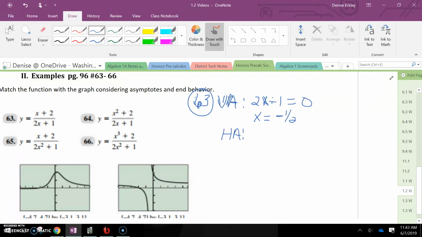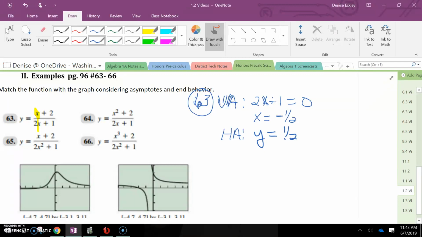We can see that we have two linear equations. So we have the degree of the numerator and the denominator exactly the same. So we get a horizontal asymptote of 1/2. So we're looking for a graph that has a vertical break at negative 1/2, and it levels off at very large and very small x's at y equals positive 1/2.